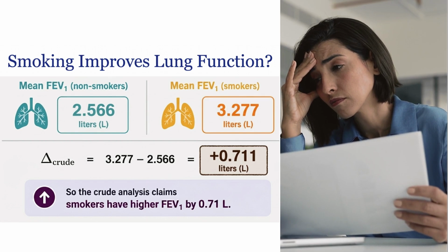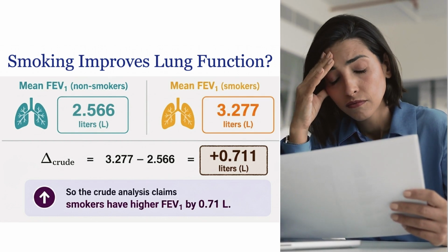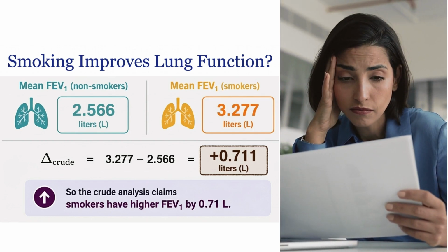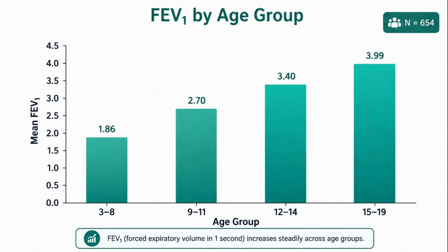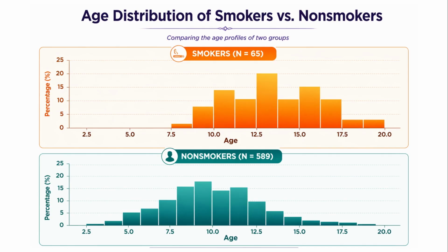Before trying to explain this apparent paradox, we need to examine the data more carefully using both visual displays and numerical summaries. Rather than treating all individuals as a single group, we divide the data into more comparable groups based on age. Two patterns emerge. First, FEV₁ increases with age. Second, the age distributions differ. Non-smokers span a broad age range, while smokers are concentrated among older teenagers. Overall, smokers are generally older than non-smokers.